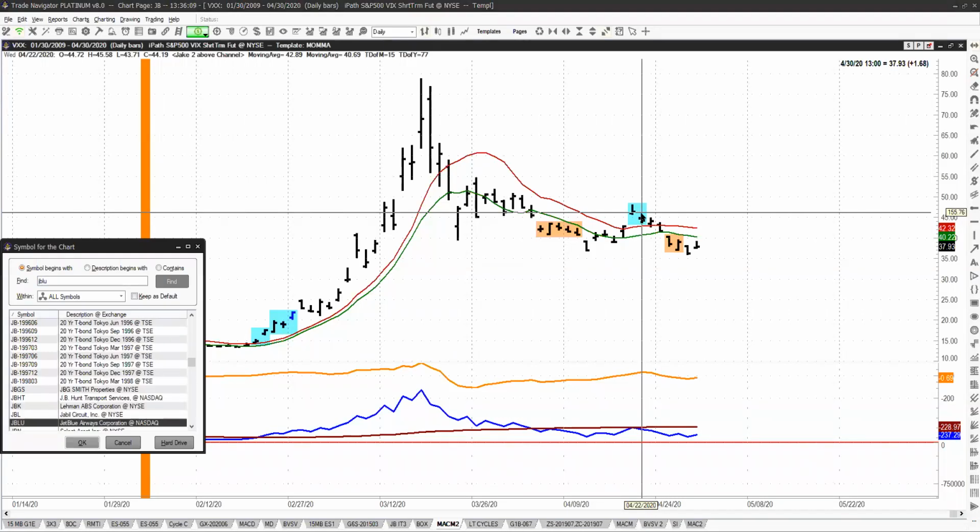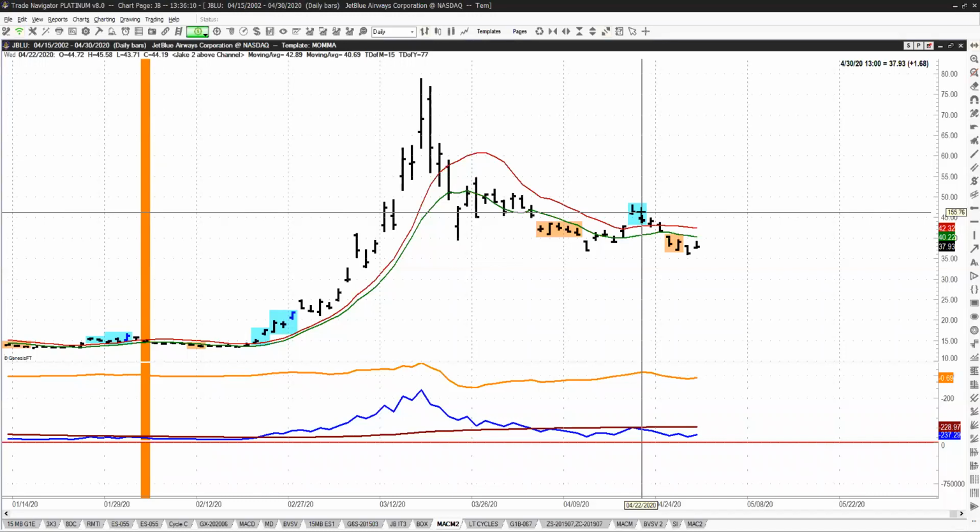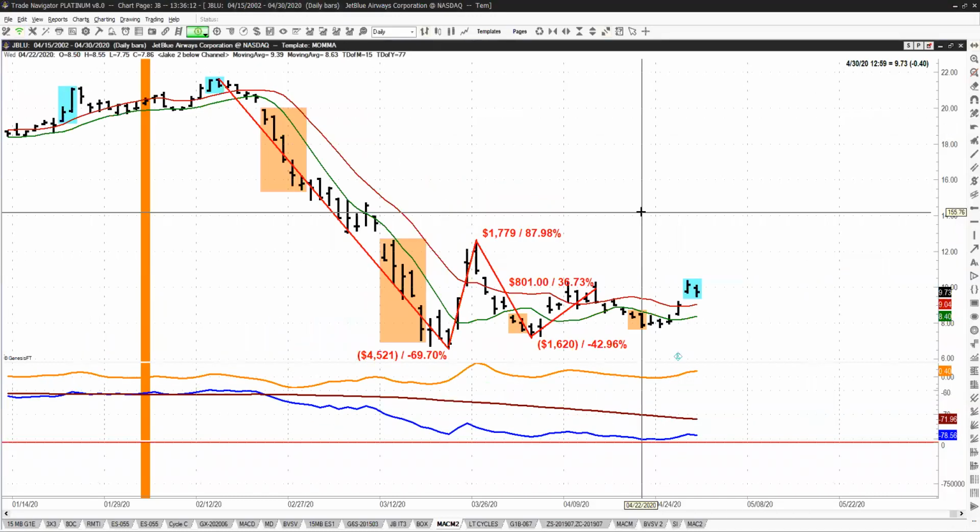Here's the JetBlue chart. Again, it speaks to the idea of a lower priced stock where you can trade a large position. And because it's got good liquidity and the fills have been great, you can put in a bid and an offer and get filled right within a matter of seconds. So I enjoy that. All right, the last one on the list is PAYC.